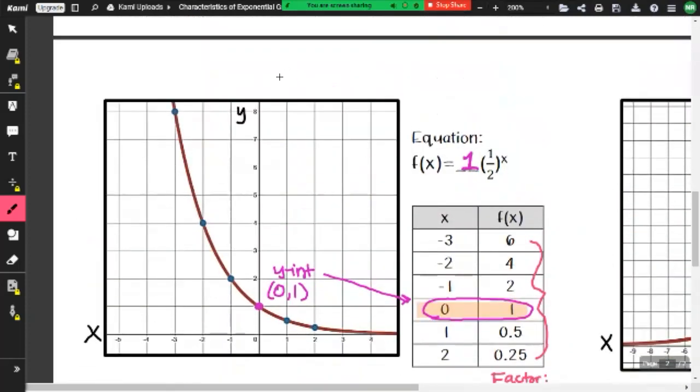And these are all just tools that you want to use, things you want to look for, recognize to answer all of these questions. Factor. Your value of b is less than 1, representing decay. And remember, not all fractions represent decay. Not all fractions are less than 1.